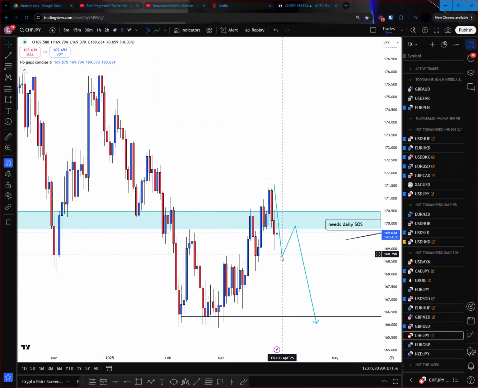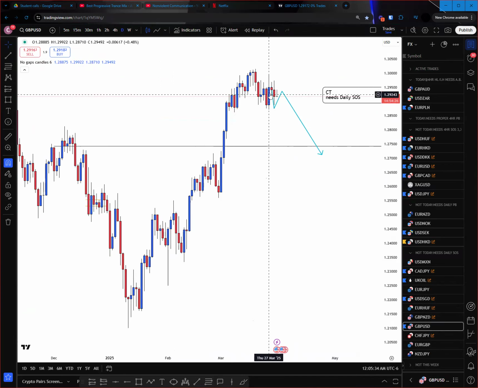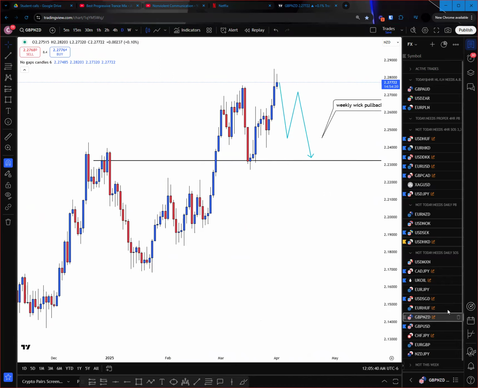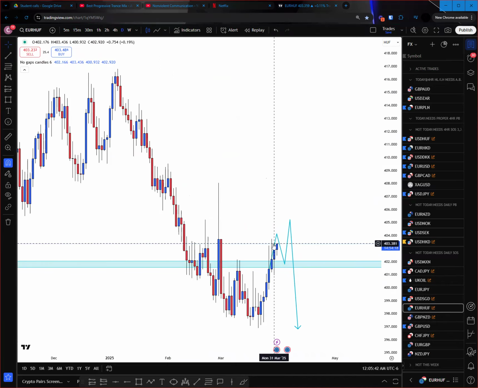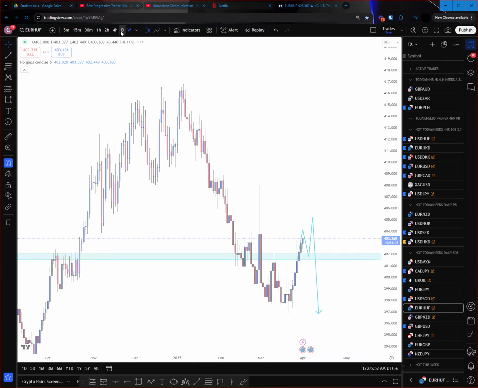Here we're looking for the daily structure to shift bearish as well. GBP USD, looking for the daily structure to shift bearish because it went bullish. GBP NZD, needing the daily structure to shift to bearish. Euro HUF, since it broke out on here, we already performed the move, we need to have the daily structure. It shifted. Actually, let's see what's going on here.